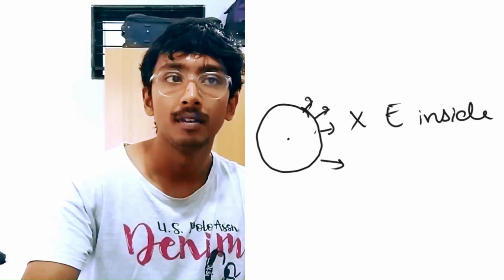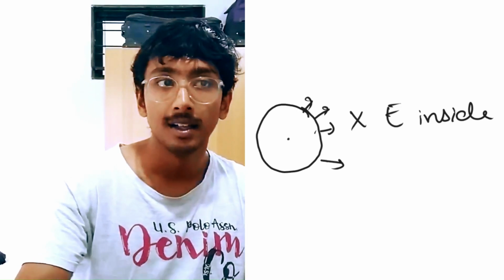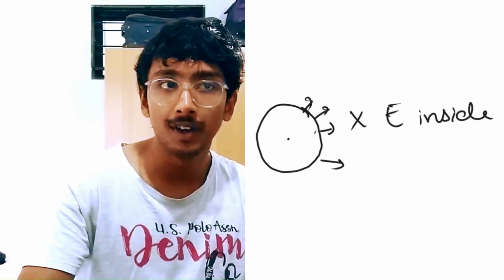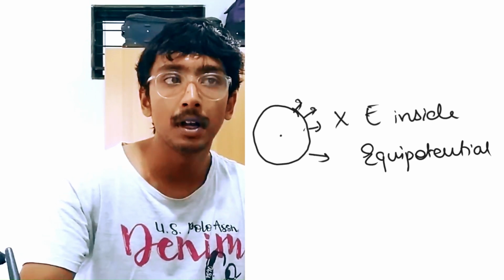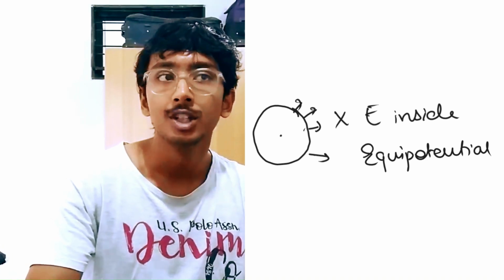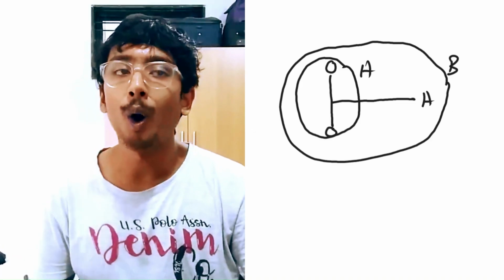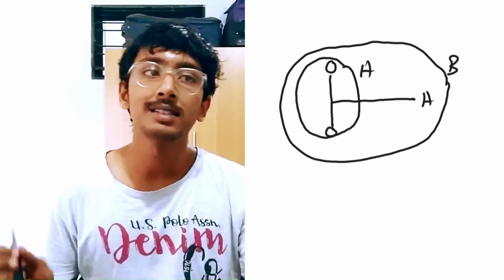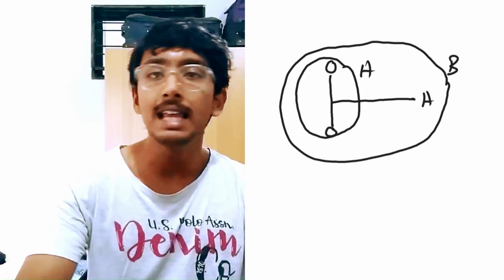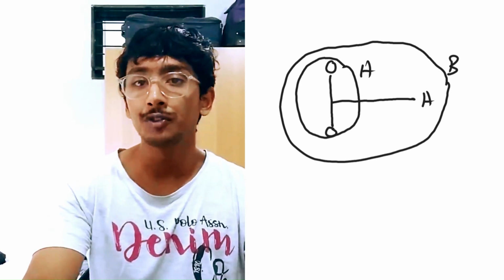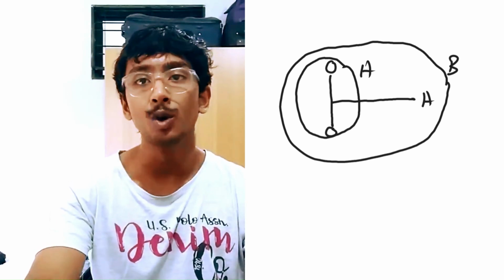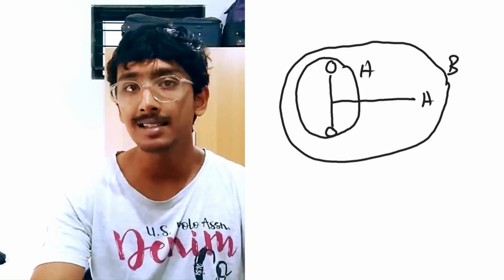Then we look at what formula we need to know. Inside a hollow sphere where charges are uniformly distributed, there is no electric field. But the inside of a hollow sphere is equipotential to its surface. So whatever potential exists on the surface is the same as what is present inside the surface.